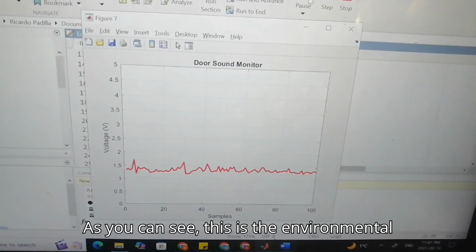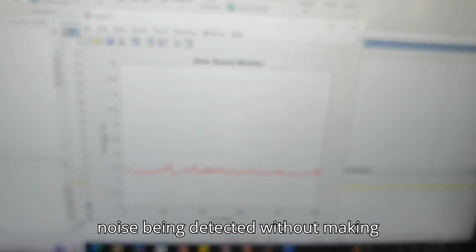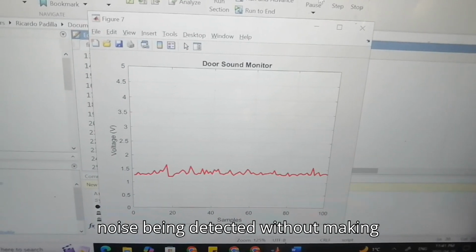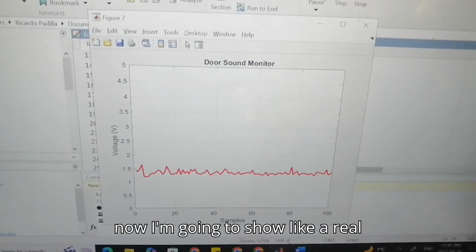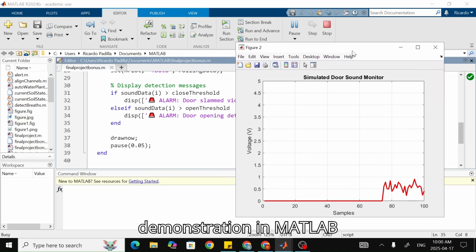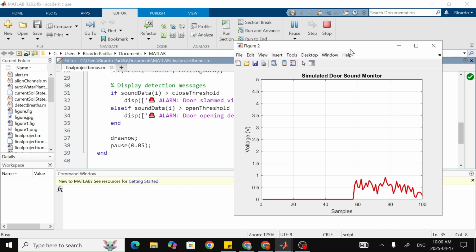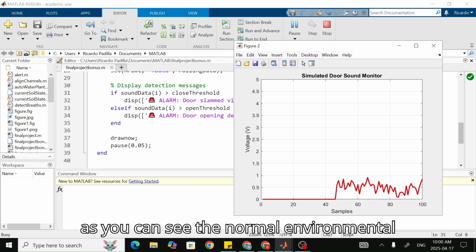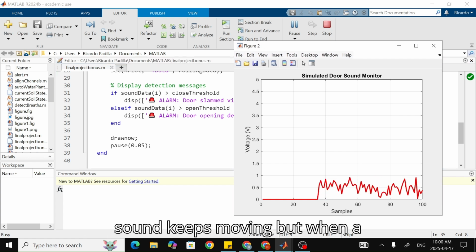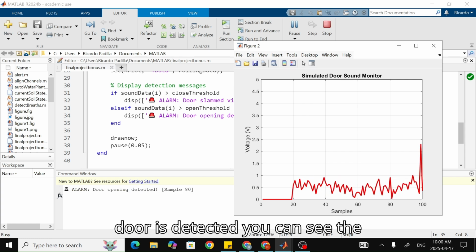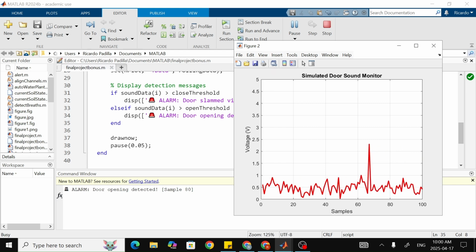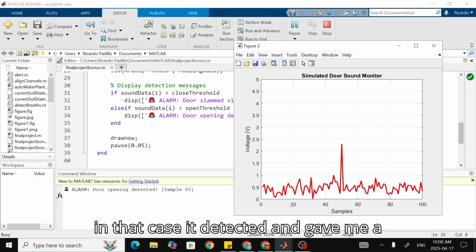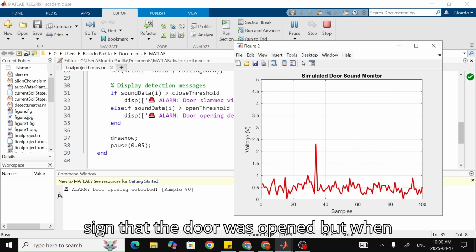As you can see, this is the environmental noise that is being detected without making any sound. But now I'm going to show a real demonstration in MATLAB. As you can see, the environmental sound keeps moving, but when a door is detected, you can see the spikes going up. In that case, it detected and gave me a sign that the door was open.